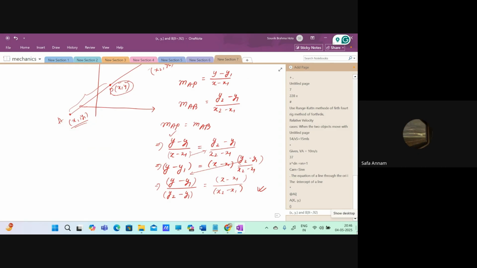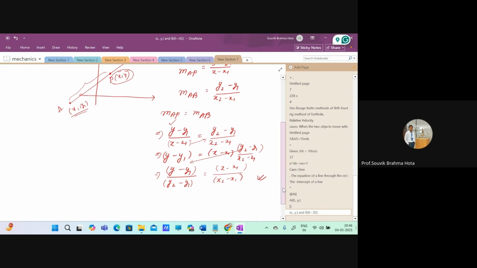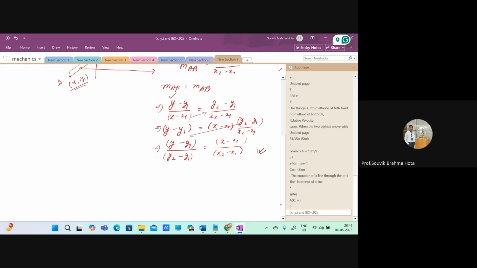But then how will we calculate C? If I give you one problem, then you can understand. There is no need to calculate the value of C. From this equation itself, you'll be getting the value of C. No need to put it in y equals mx plus C. You understand?